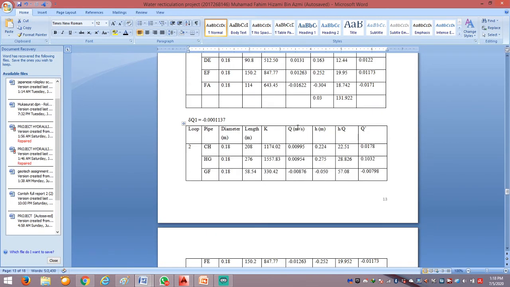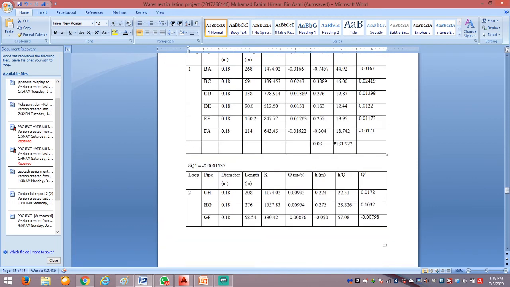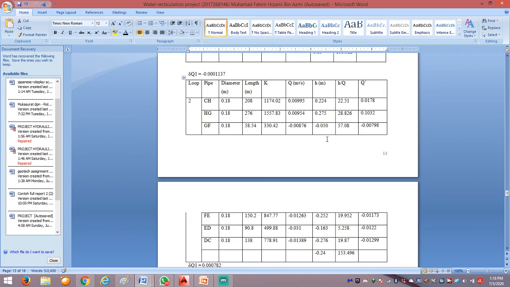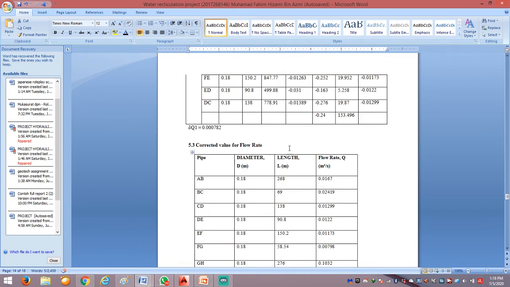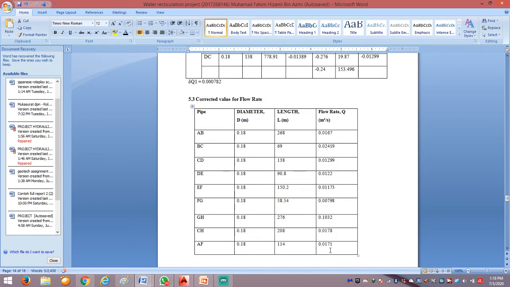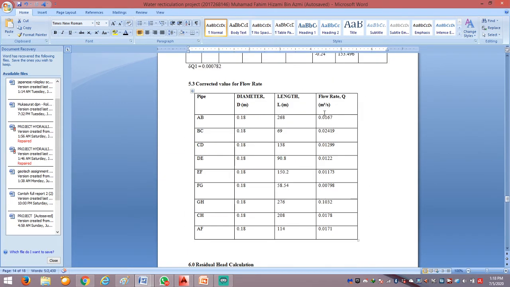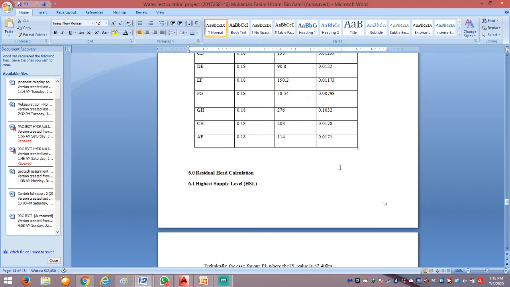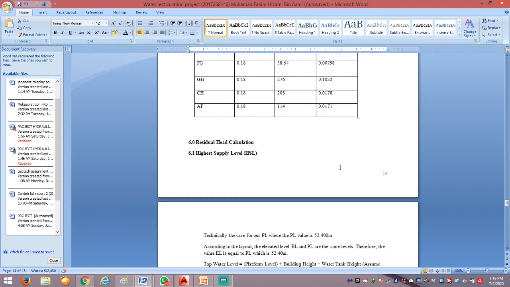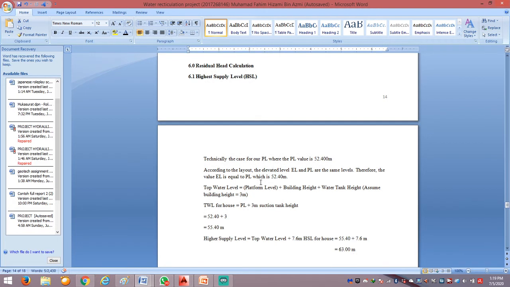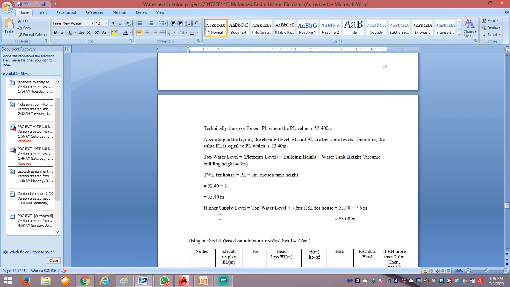So this is the iteration. Then I got the H equal to 0. So the corrected value for flow rate I took from the last iteration. So next we go to the residual head calculation. First of all, we calculate the HSL first. Before we calculate the HSL, we should calculate the top water level.